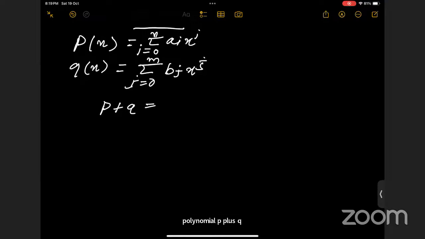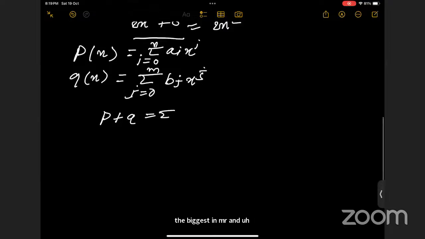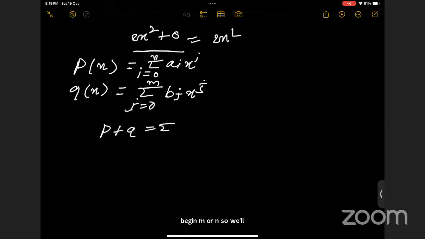Summation of, I don't know what it is called, the upper limit, and k is less than or equal to the bigger of m or n, the degree which is bigger, m or n. So we will take unions. Yes, ma'am. Okay, let us first talk about the degree of the polynomial.